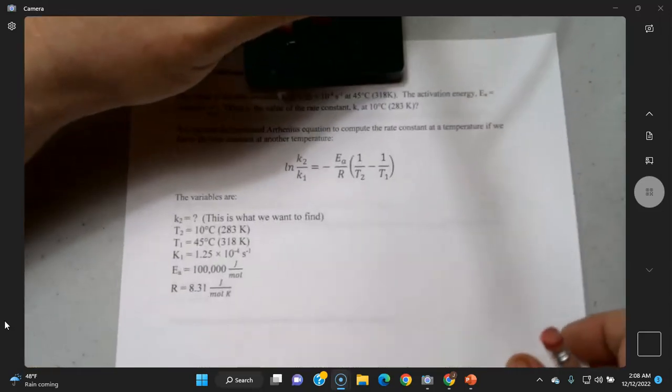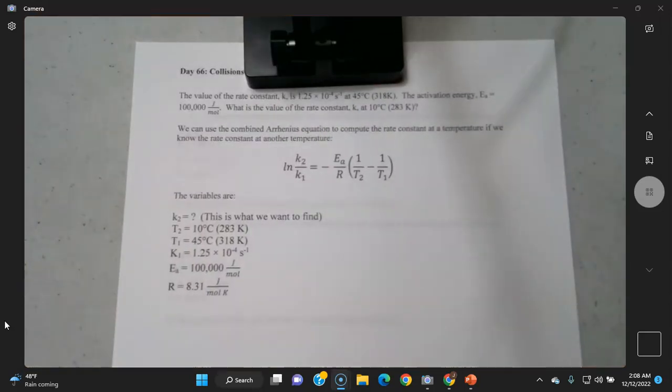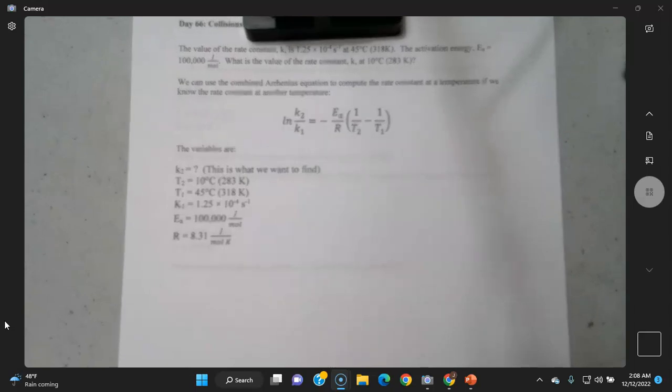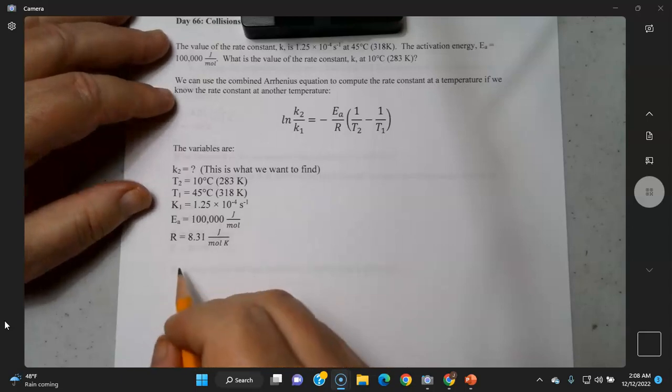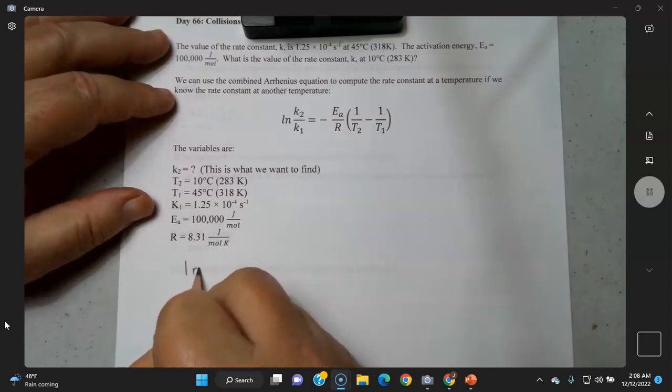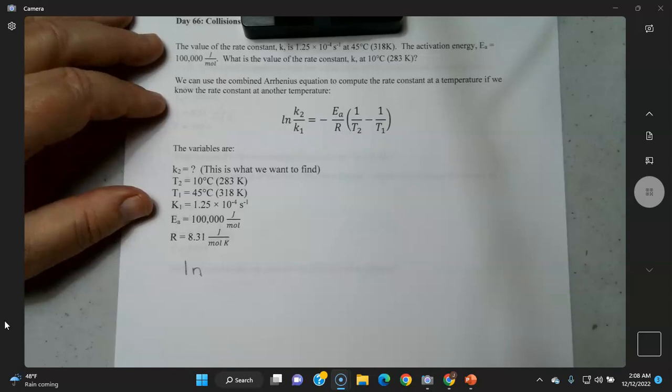Let's do this one together. Be sure you know how to do these. Okay, you get one of these on the test, you can't copy anything. You're going to have to know how to do it. Okay, so here we go. All right, same thing. We're going to plug in the numbers. See if you can do it first before you just copy.